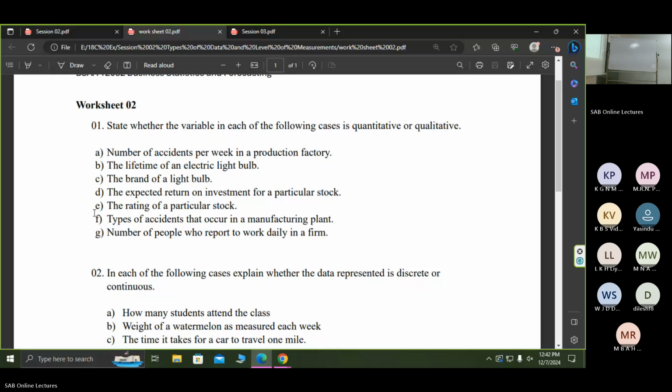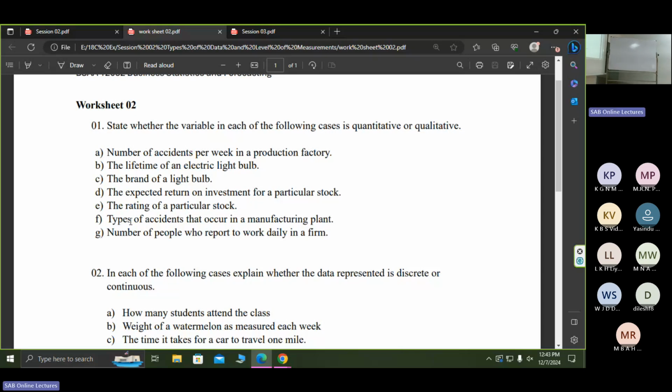Want to check? First one, number of accidents, quantitative or qualitative? Quantitative. Lifetime of an electric light bulb, quantitative. The brand of a light bulb, qualitative. The expected return on investment for a particular stock, quantitative. The rating of a particular stock. Yeah, we can get the quantitative and the qualitative both, but most of the time we take it as quantitative.